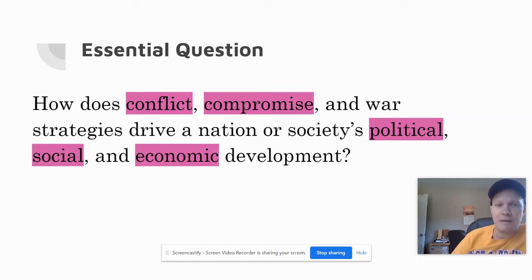So, how do problems and compromising, where both sides get a little bit of something they want, and making war plans drive a nation or group of people's way they come up with rules and policies in government?